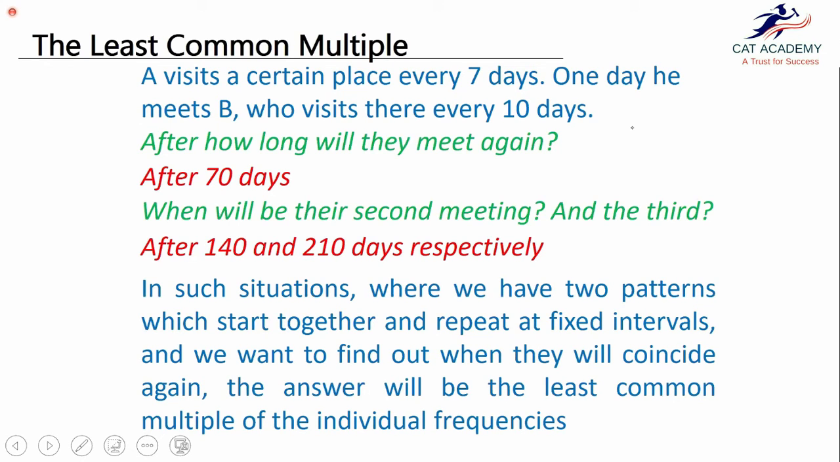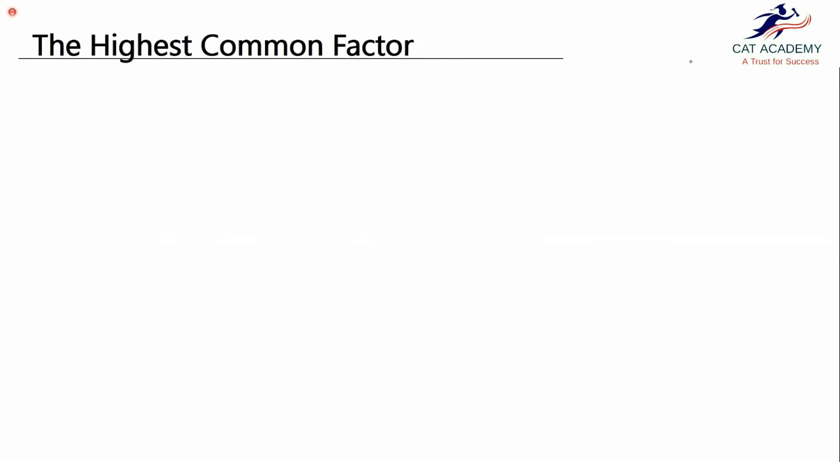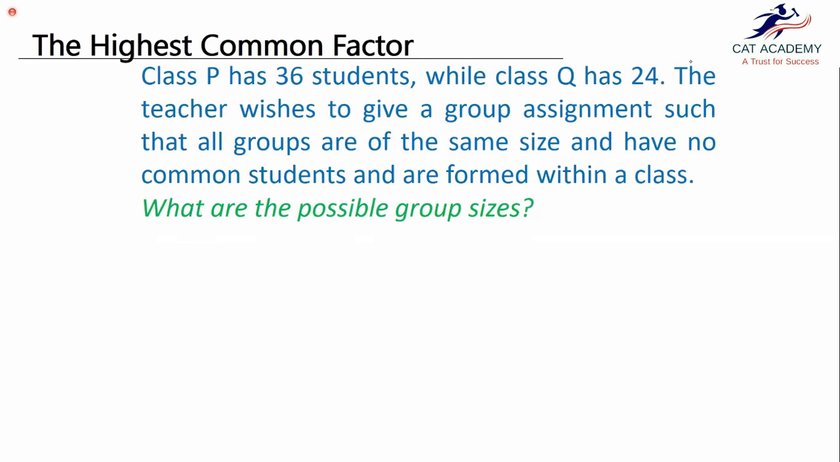So in such situations, when we start together and repeat at fixed intervals, we want to find out when they will coincide again. The answer will be the least common multiple of the individual frequencies, LCM. And what is LCM? Acha, uske pehle theek hai. Let's look at HCF also, and then we'll define both together.